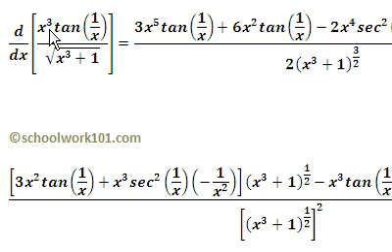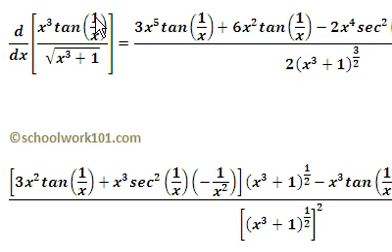Now you notice we have two separate functions up here: an x cubed and a tan(1/x). So in order to take the derivative of the numerator, I'm going to have to use the product rule. So let's do that first. The derivative of x cubed is 3x squared times, and then we rewrite the second function, plus rewriting the first function times the derivative of the second.